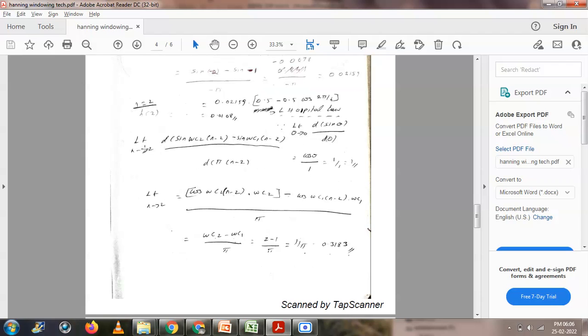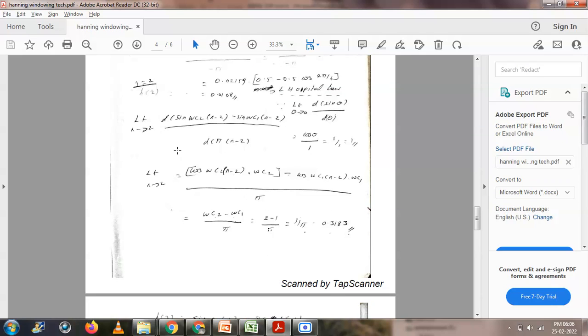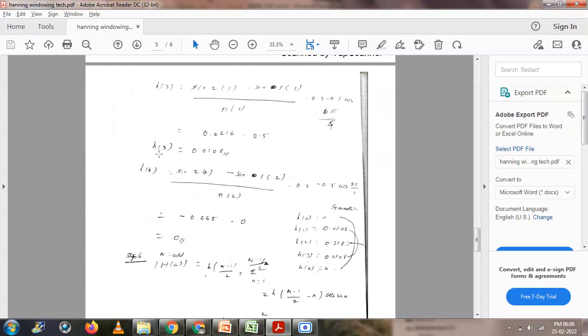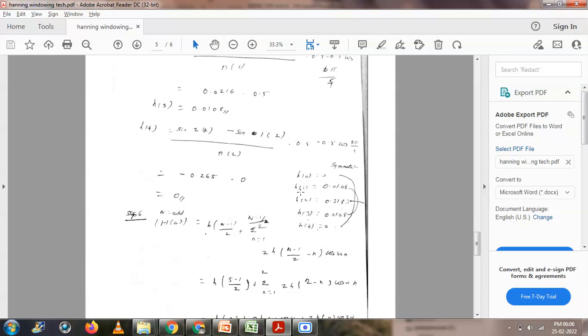Then n tends to 2, then n is equal to 2, sine omega c into n minus 2 divided by n minus 2. So we just apply cos theta divided by 1, we got 1. Then omega c into n minus 2, omega c2, the value you got is 2 minus 1 by 0.3183. So similarly h of 3, h of 4, finally you got the values h of 0, h of 1, h of 2, h of 3 and h of 4.